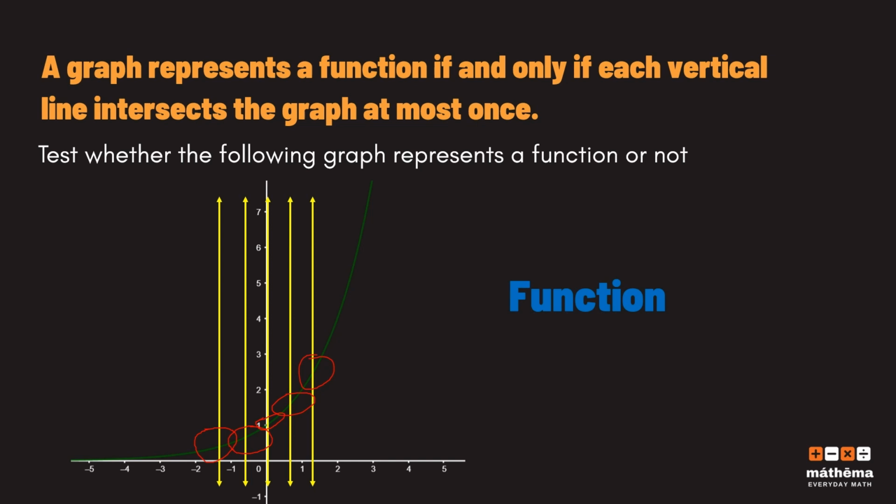So just a brief recap. When you are given a set of ordered pairs, all you have to do is identify whether there is a repetition of the x value. If there is, it is not a function. And if you are given a graph, all you have to do is do the vertical line test. You drop as many vertical lines as you want and count the intersections. If the graph intersects with the vertical line more than once, then that is no longer a function.